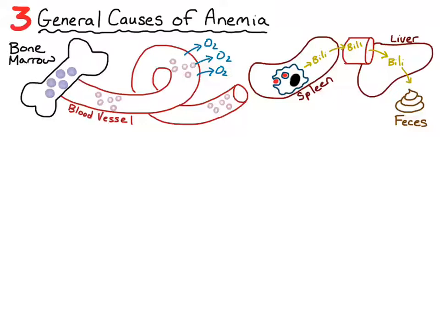This video is going to be on the 3 general causes of anemia. But before going into the causes, I have pictured here normal red cell physiology. Red cells are produced in the bone marrow, circulate in the blood vessels to deliver oxygen to the tissues, and then at the end of their lifespan, the red cells are taken up by splenic macrophages.